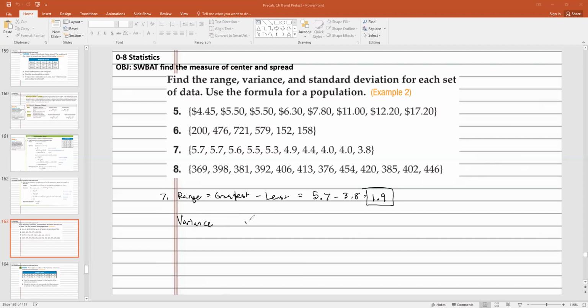Variance is going to be that sigma squared. All right, and it's going to be the sum of each number minus the mean. Wait a minute, we don't know the mean. So that means we have to find the mean first, divided by the number of numbers. Okay, so what I'm going to do is move this down a little bit because we need to find the mean first. Oh, that's so mean.